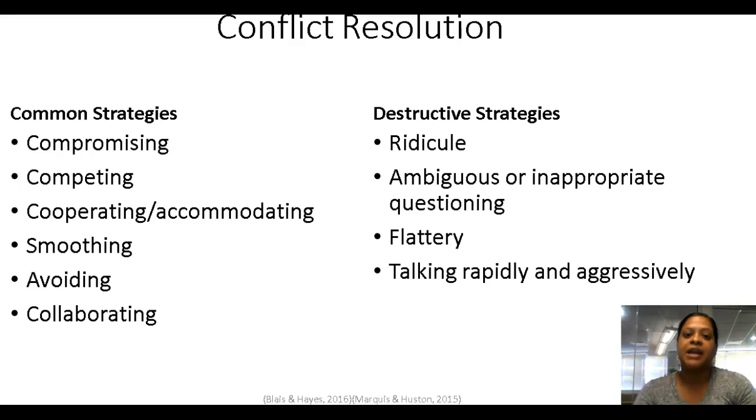Destructive strategies would be ridicule, that's a form of intimidation, ambiguous or inappropriate questioning, which is sometimes used as a diversionary tactic by somebody in a negotiation scenario. Flattery is another form of a diversionary tactic, and talking rapidly or aggressively in order to get your point across and not let the other person communicate their concerns or their needs.